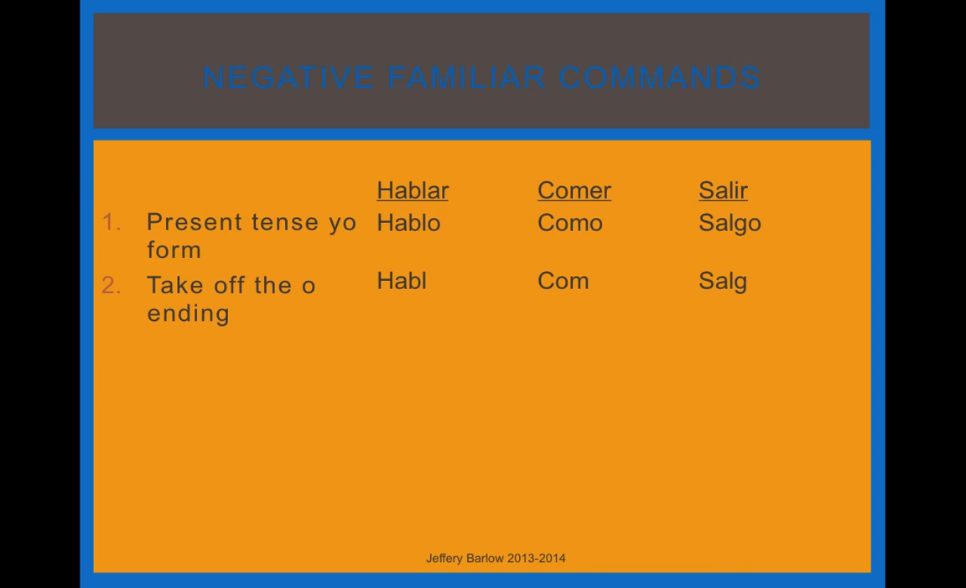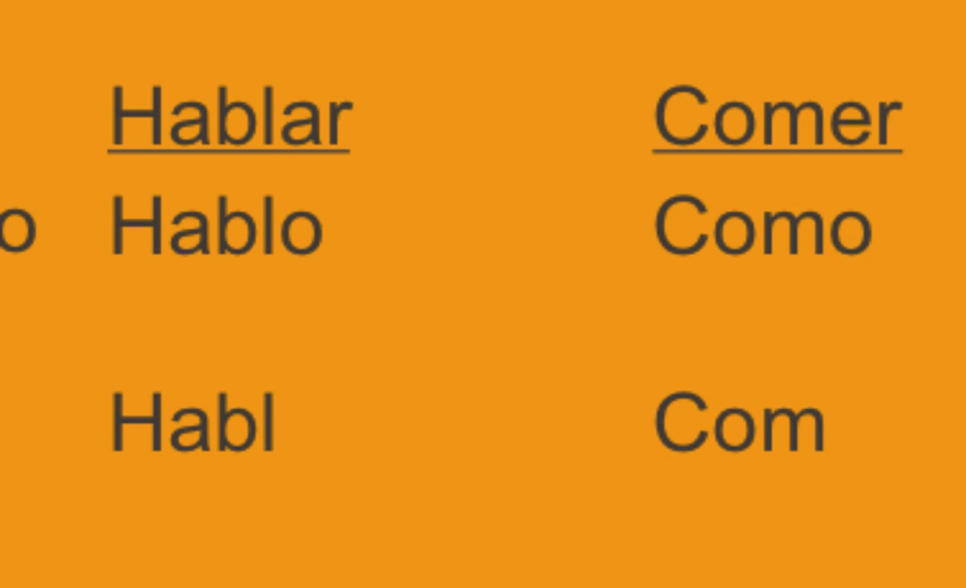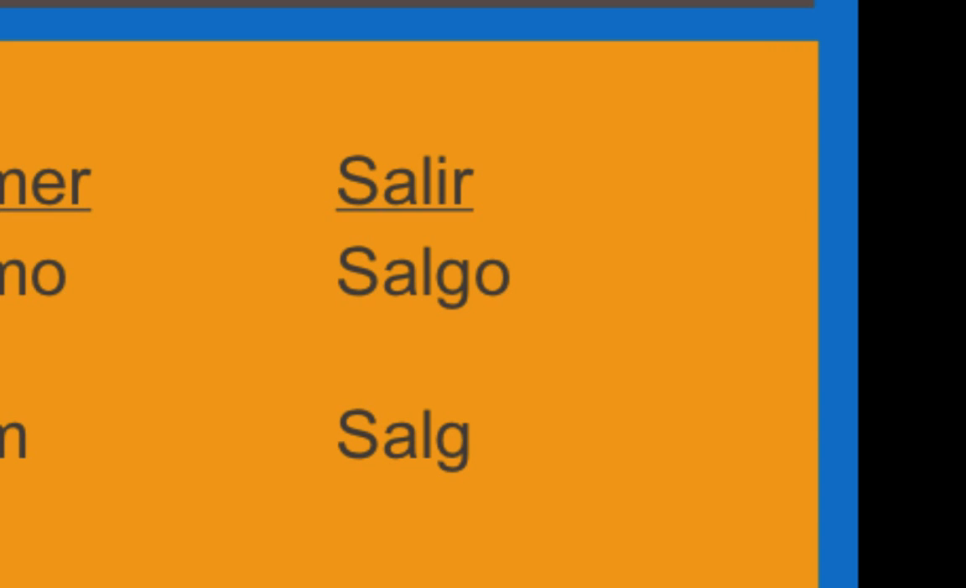Now be careful because a lot of students think that we simply took the AR off of hablar and the ER off of comer, but as you can see with salir, which is an irregular verb, we didn't simply take the IR off of salir. It's very important to get the yo form present tense first and then take off the O.